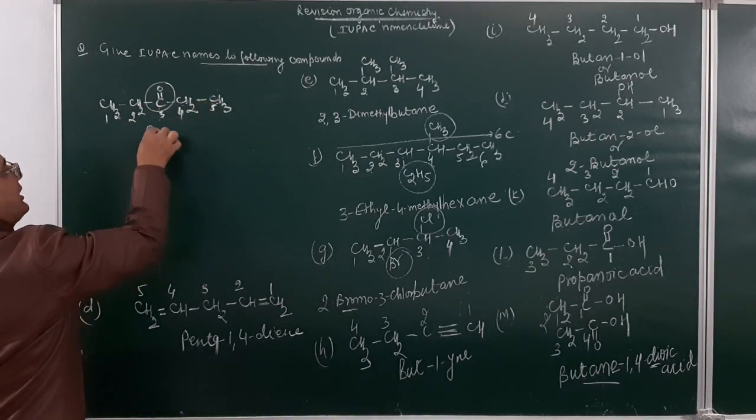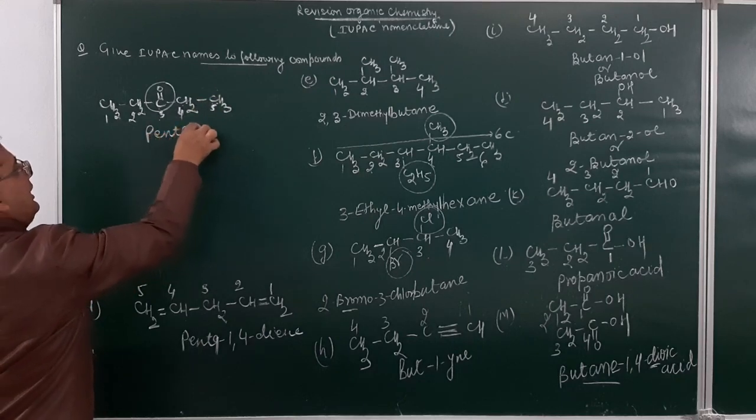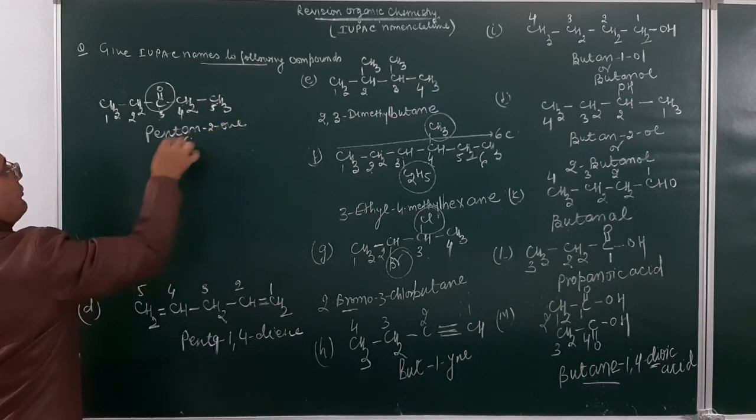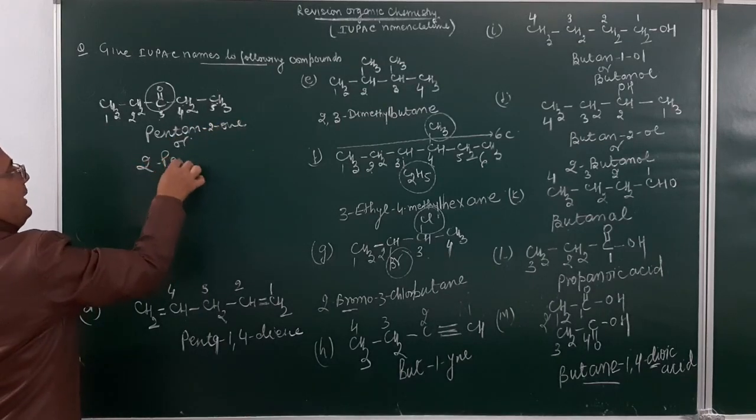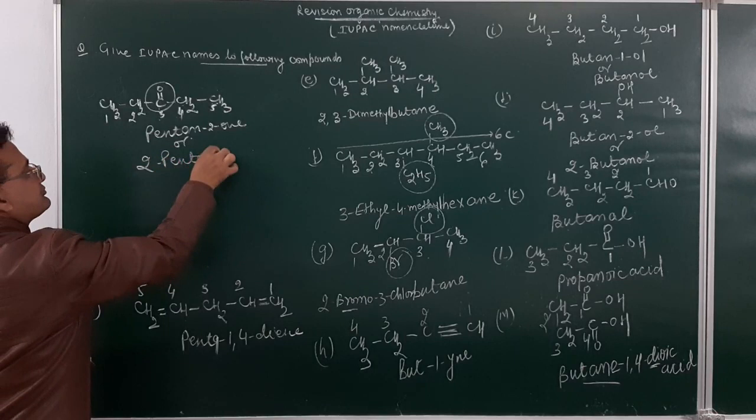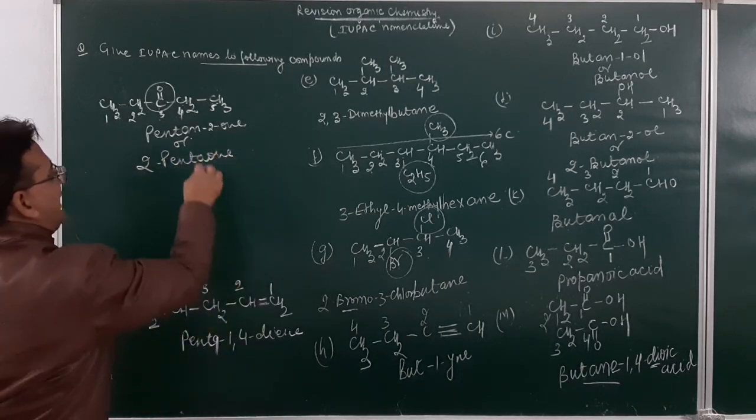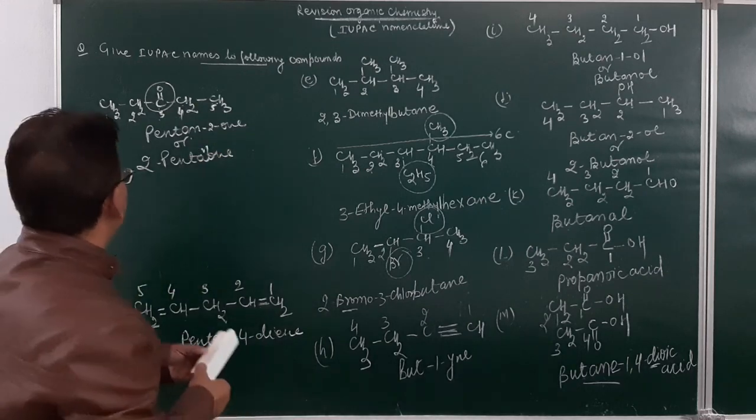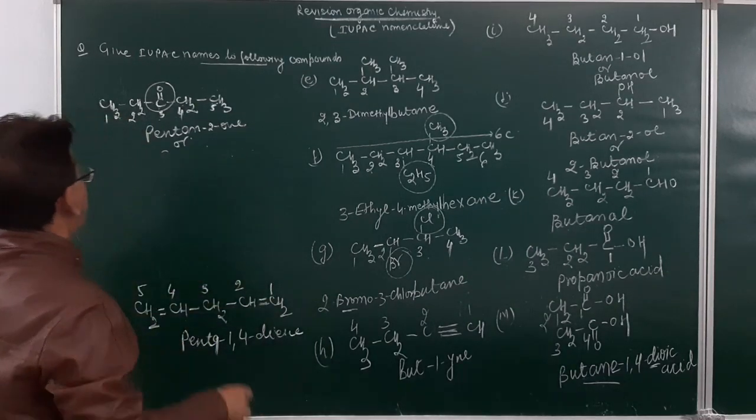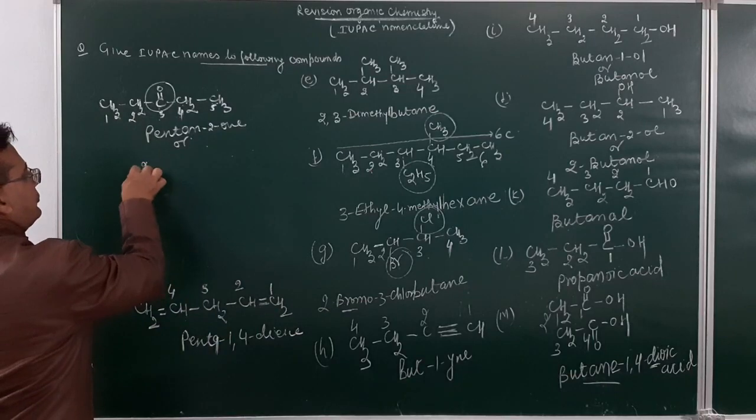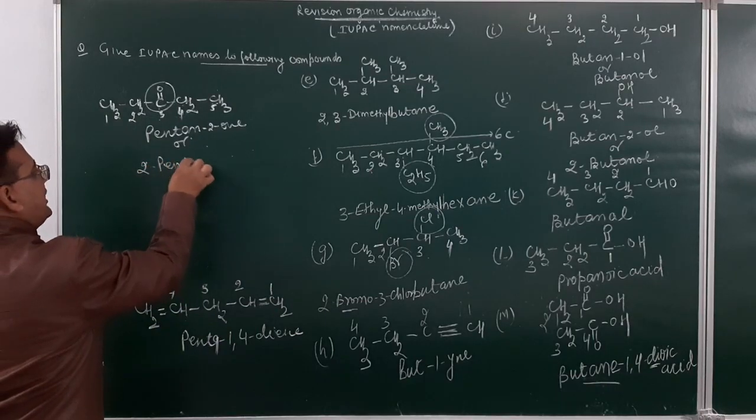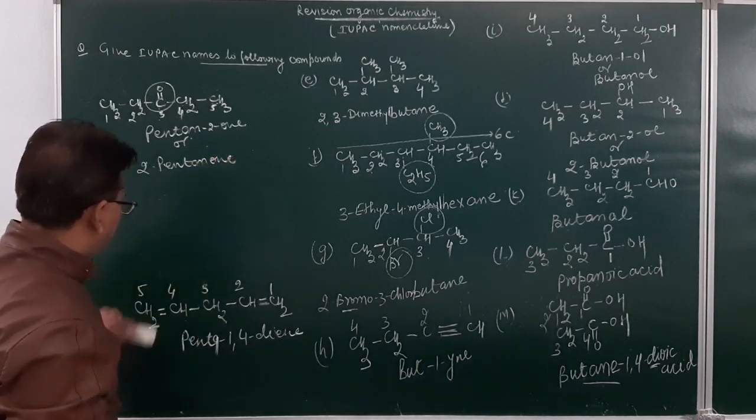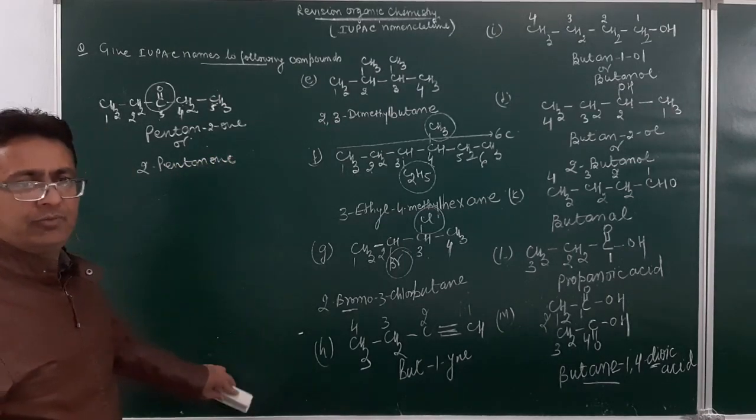For 5 carbon atoms, the root word will be pent, ane, 2-one. Or we may call it as 2-pentanone, removing the letter e from there. So what is the name given to this one? 2-pentanone or pentane-2-one. This is 2-pentanone. I think I shall be very, very clear to you, student.